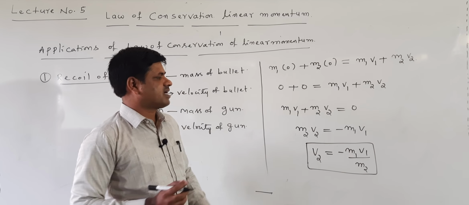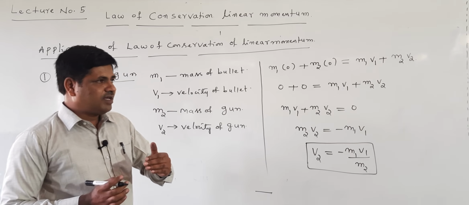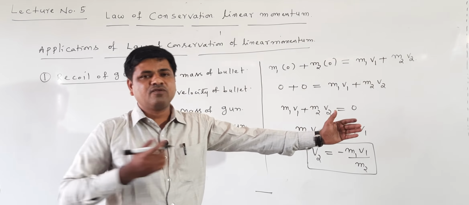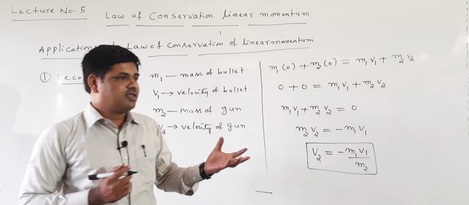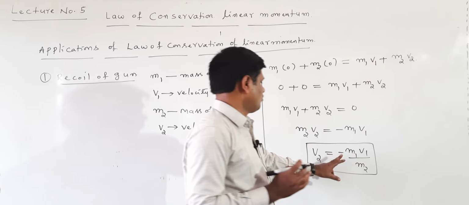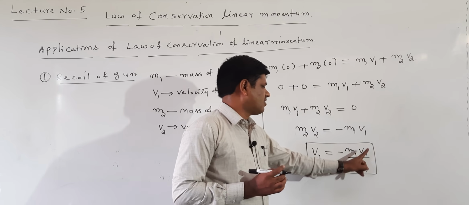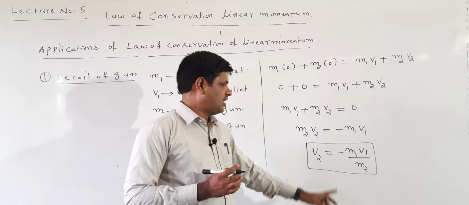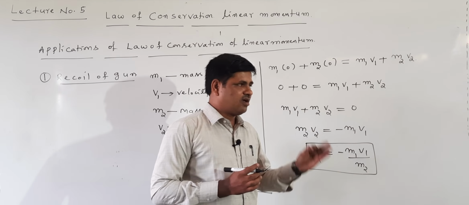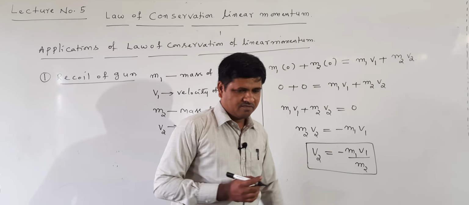What does the negative sign indicate? The negative sign indicates that when the bullet moves in the forward direction, the gun moves in the backward direction. That means the motion of the gun is always opposite to the motion of the bullet. That is the reason v2 is equal to minus m1 v1 by m2.